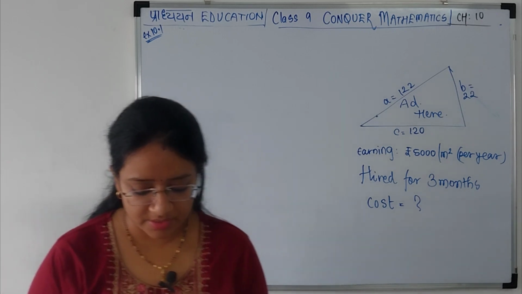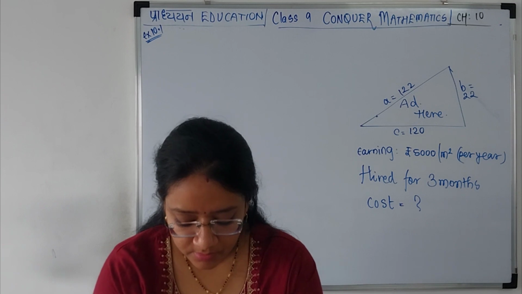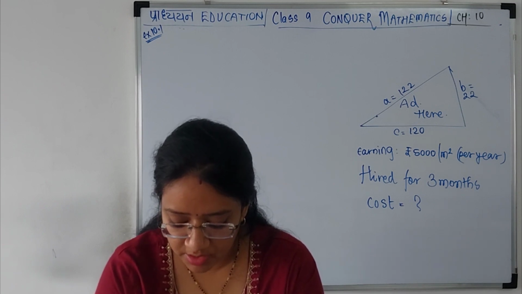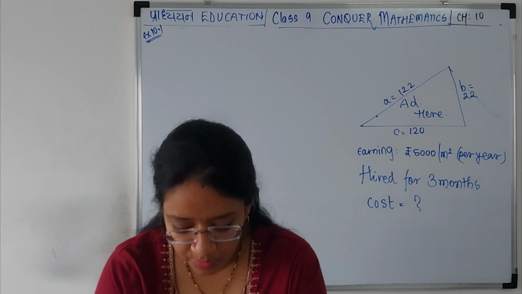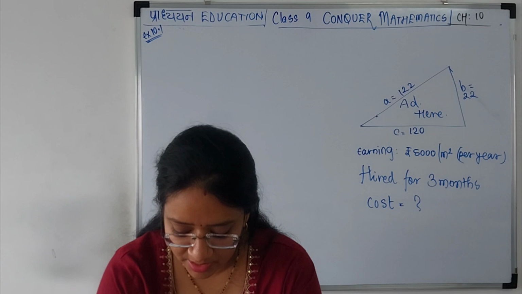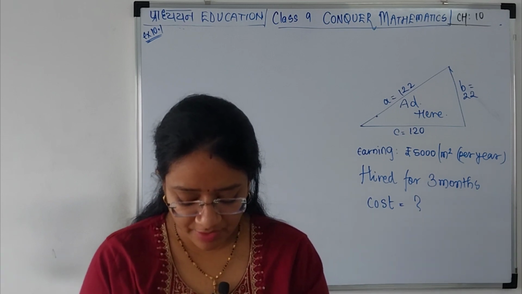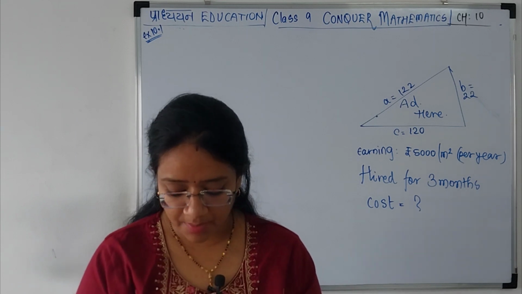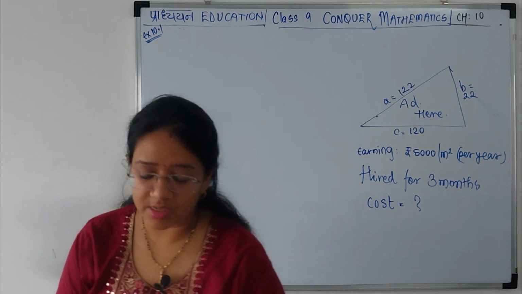Let's understand what it says. The triangular side walls of a flyover have been used for advertisements. The sides of the walls are 122 meters, 22 meters and 120 meters. The advertisements yield an earning of rupees 5,000 per meter square per year. A company hired one of its walls for 3 months. How much rent did it pay?